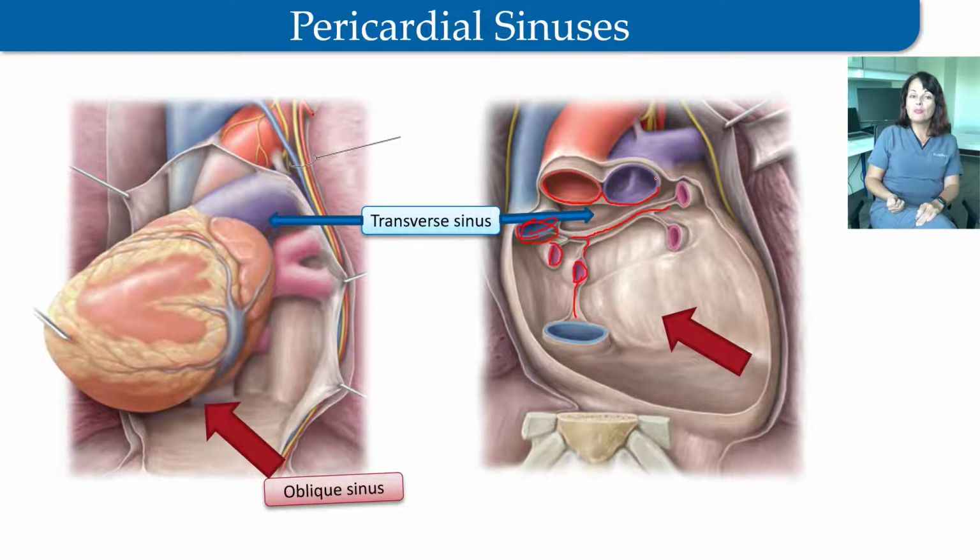The second, oblique pericardial sinus, lies posterior to the heart in the pericardial sac. On the right side, the oblique sinus is bounded by the lines of reflection of the serous pericardium onto the inferior vena cava and the right pulmonary veins. And on the left, the sinus is bounded only by the lines of the reflection of serous pericardium onto the left pulmonary veins.